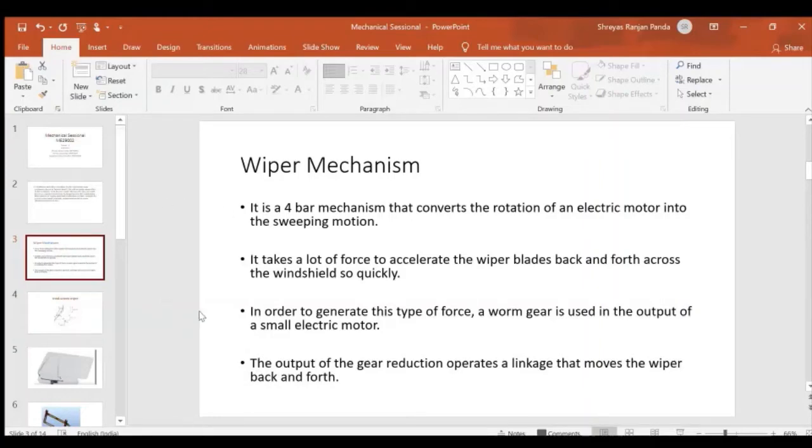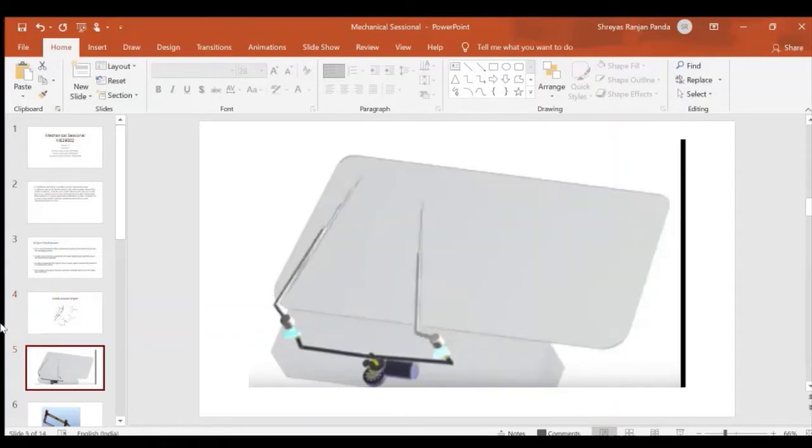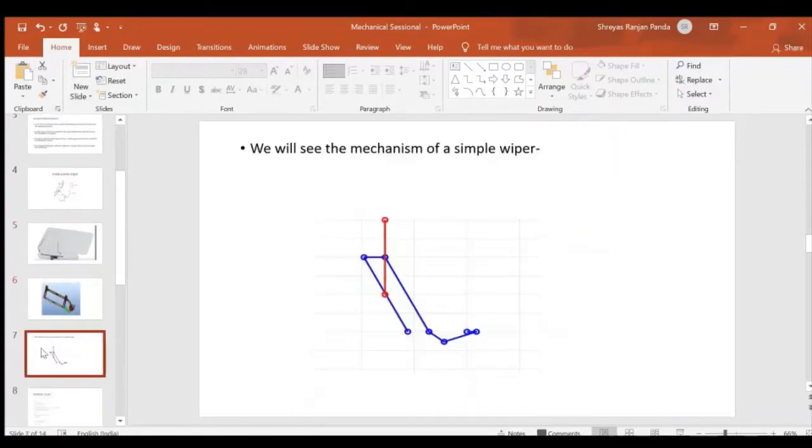Now there are a few types of windscreen wiper mechanism like this. This is a basic one. This is used for buses, and these are also used in some kinds of automobile. Now the windscreen mechanism which we are going to discuss is a simple one, which looks like this.